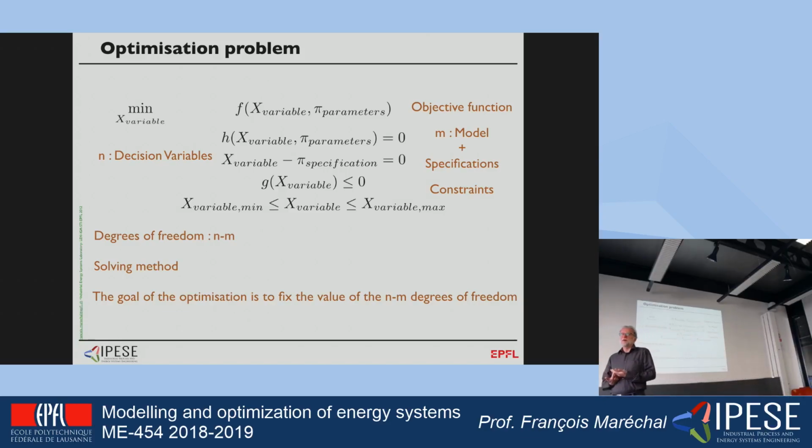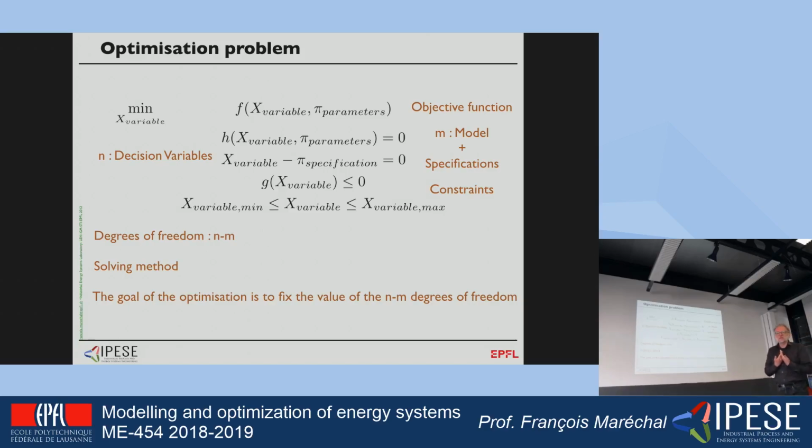The constraints are expressed as equality and inequality constraints. The equality constraints define the number of degrees of freedom of the system. The number of degrees of freedom is the difference between the number of variables for which we would like to know the value and the number of equations that can be used to fix the value of those variables. If the number of degrees of freedom is bigger than 0, the problem cannot be solved, because we still have degrees of freedom.